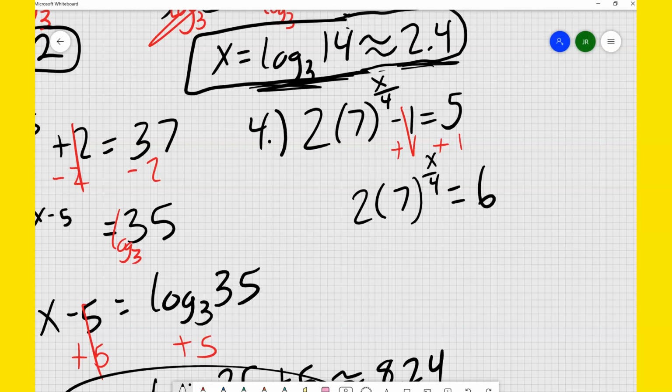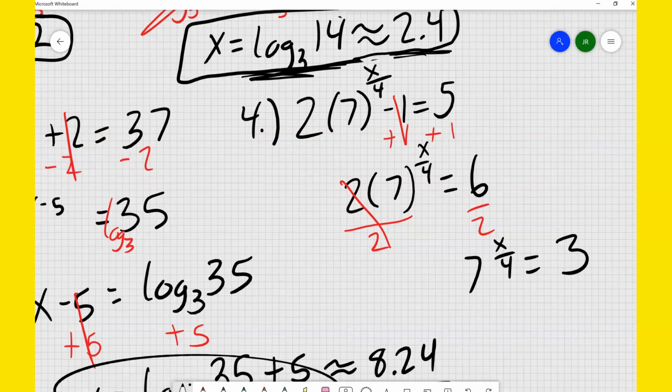So get rid of the 2. Instead of multiplying the 2 with the 7, get rid of the 2. How would you get rid of that 2? Well, what is the 2 doing? It is multiplying. So how do you get rid of it? You divide it. So we divide that 2 to get rid of it. And that gives us 7 to the x over 4 equals 3.